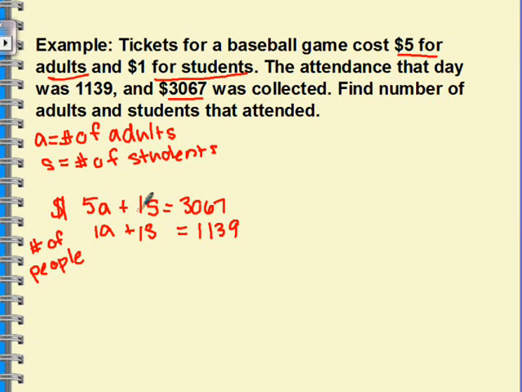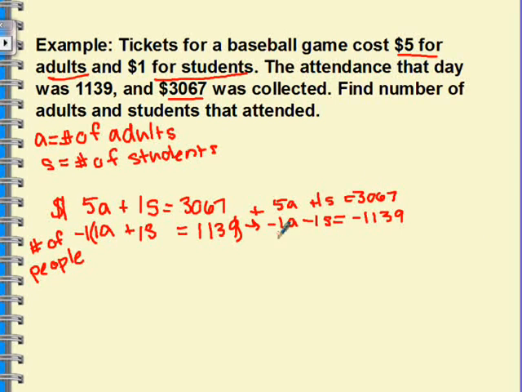If you look here, I'm almost ready to eliminate the S because I have the same coefficient, but I don't have opposite signs. So let's multiply this bottom equation through by a negative 1. So now that's going to switch my sign. This is going to become negative 1A minus 1S equals negative 1,139. Go ahead, rewrite that original equation on top. Alright, now we're ready to eliminate.